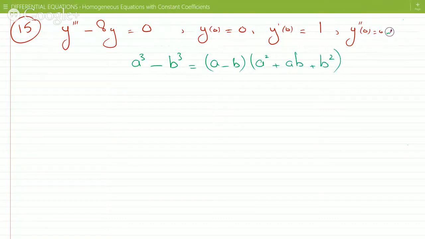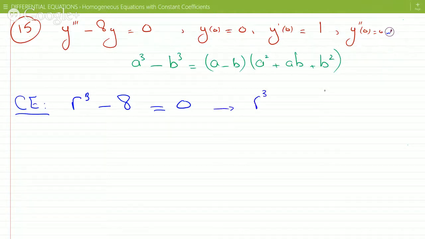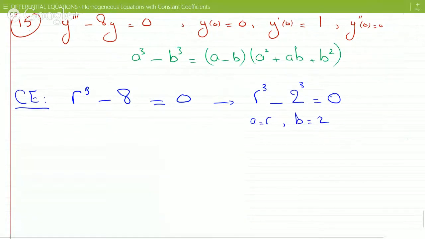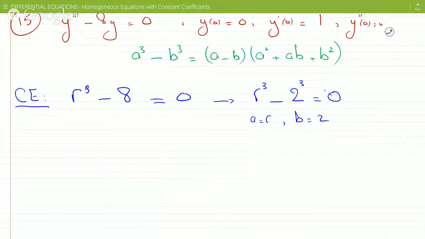Yeah? And here when you do the characteristic equation, you will get r cubed minus 8 equals 0. So you could use that to factor it. You agree? This is the same thing as saying r cubed minus 2 cubed, because 2 cubed is 8, equals 0. So your a is r, and your b is 2. So, you know, just plug it into the factoring equation.